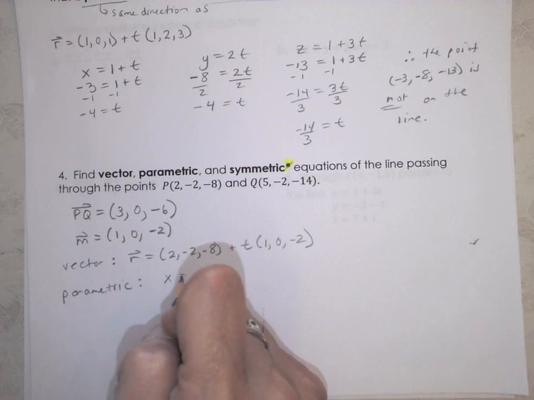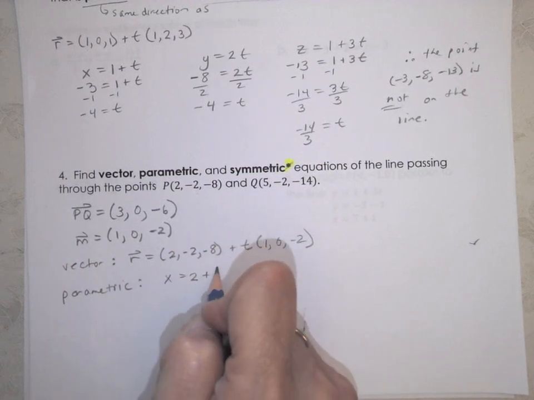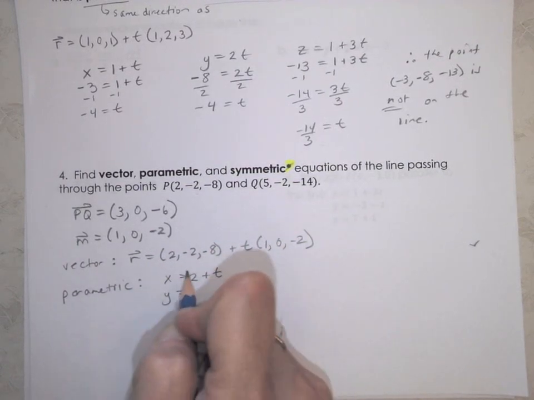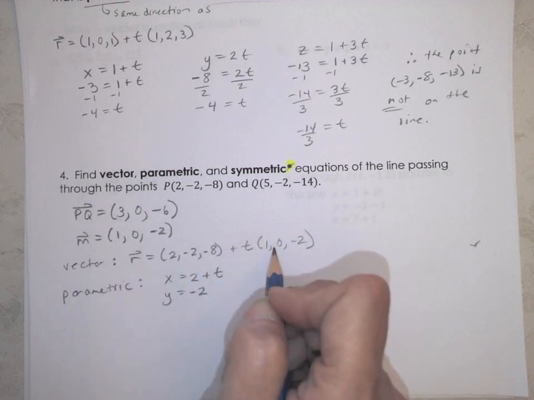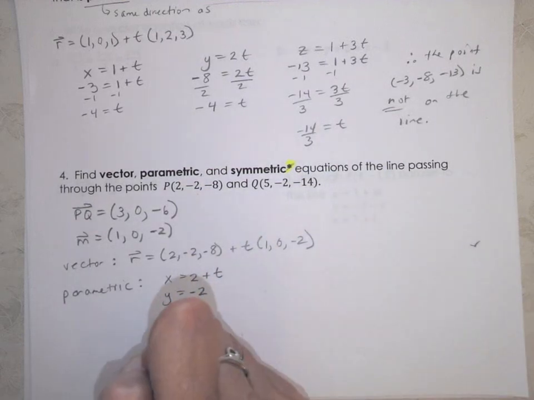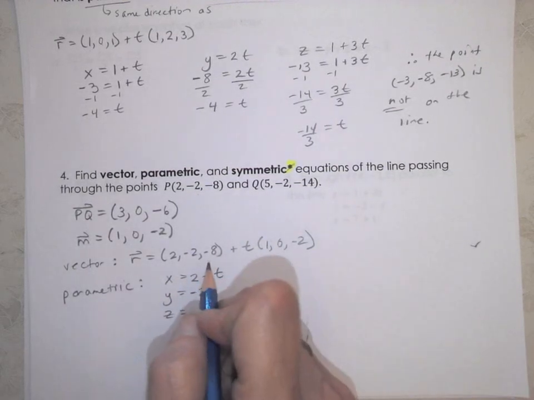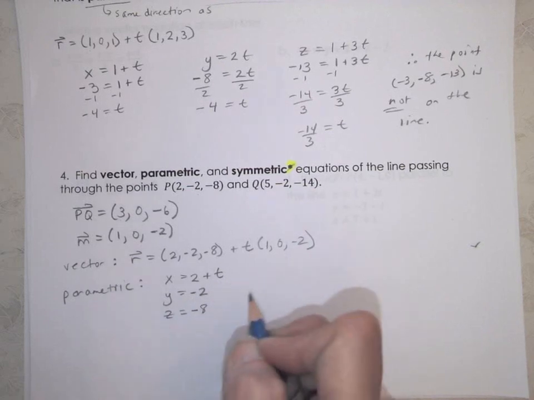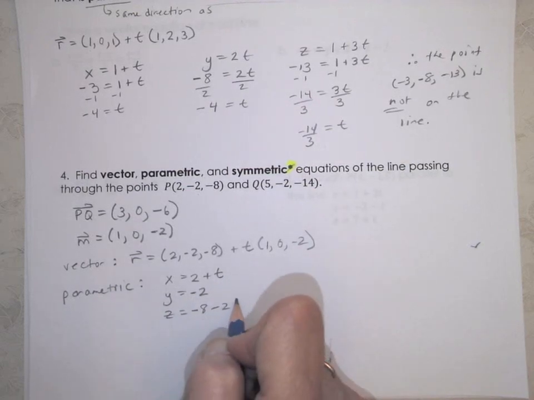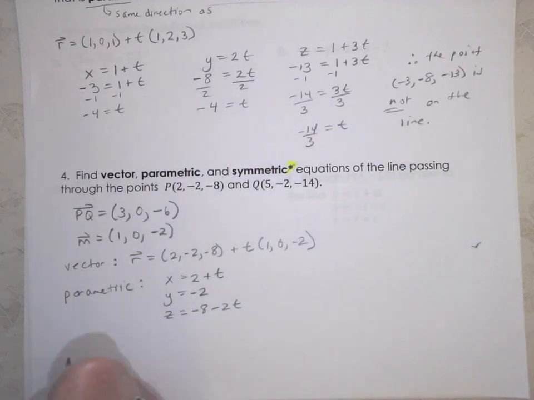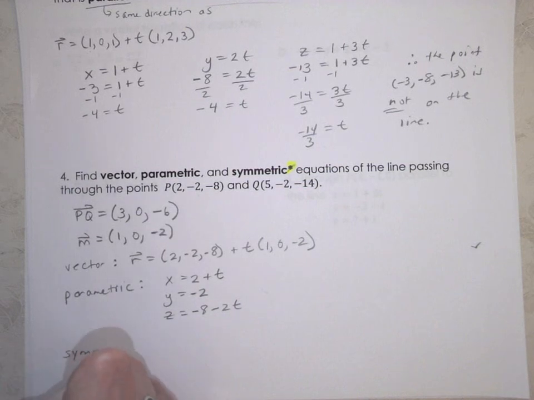My parametric equations. So x value is going to be 2 plus t, y value -2 plus 0t, so just -2, and z is -8 minus 2t. Now symmetric equations.